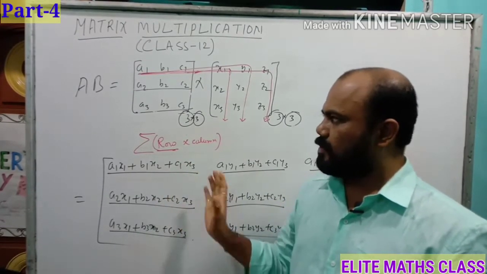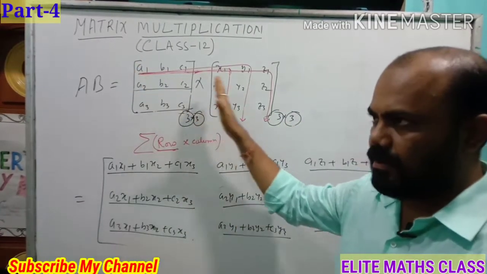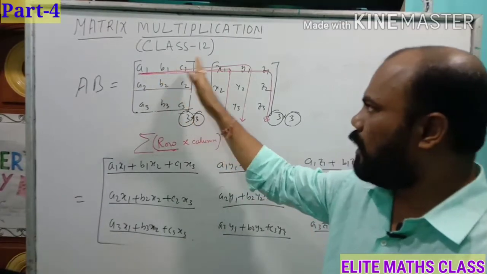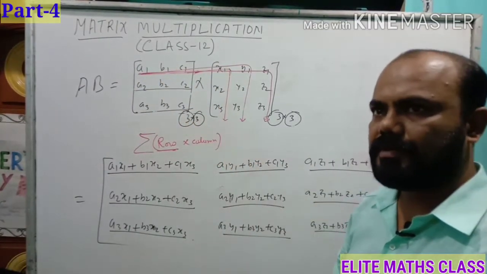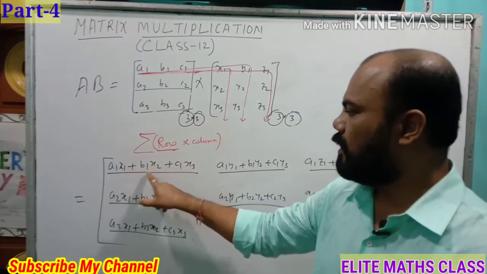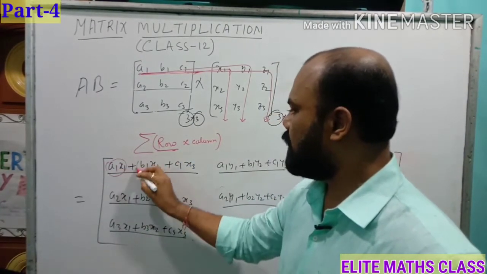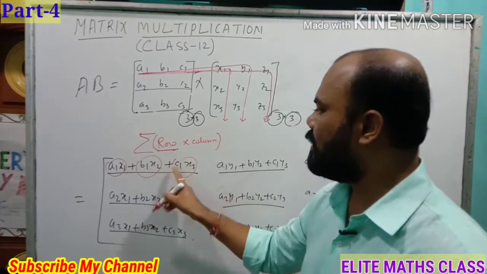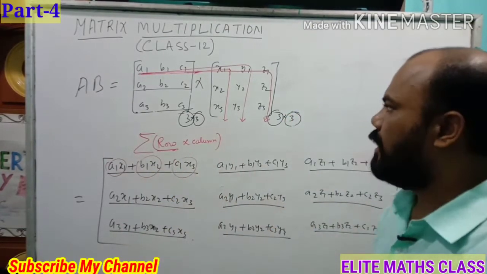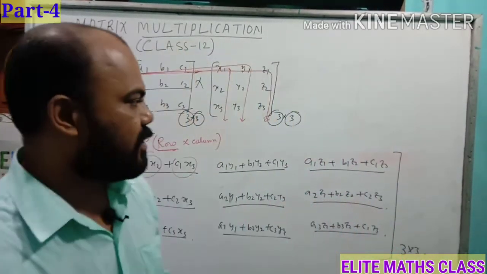Then this is the process of finding the multiplication. You just remember this technique. We have to multiply row with the column. Row with the column means the corresponding elements will be multiplied, then summed. This is the first element into first element product, second element into second, third into third, then sum. This is the process. We have to multiply the first row with the column of the second matrix.